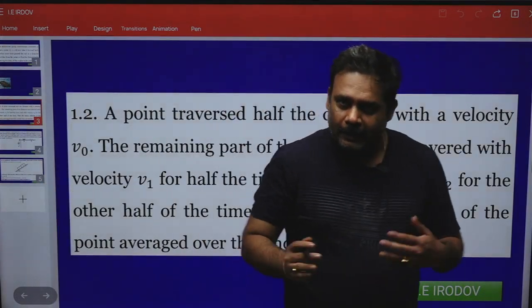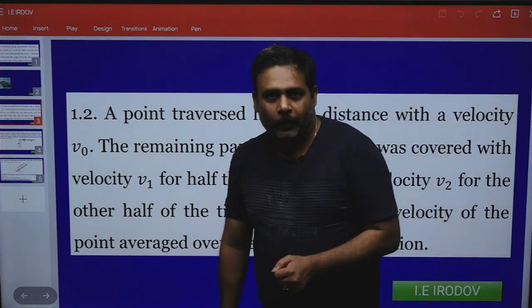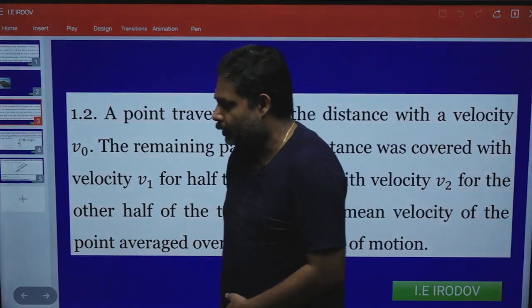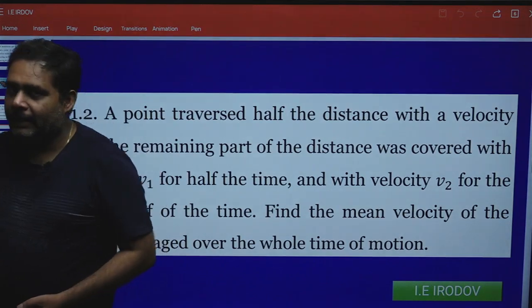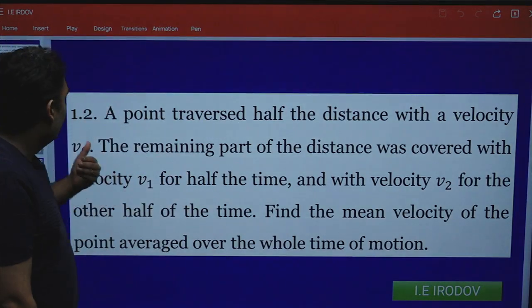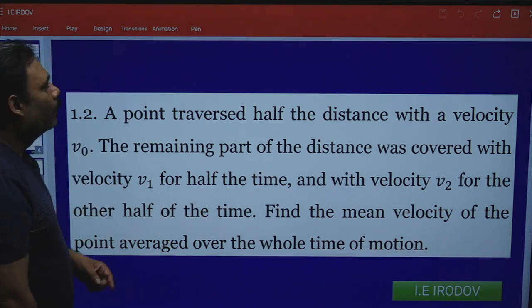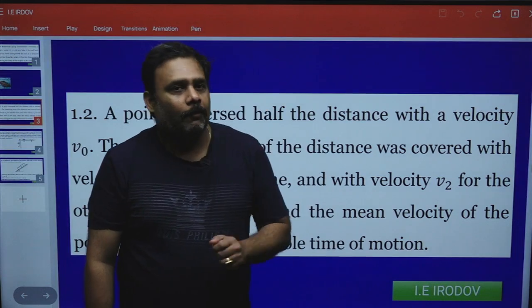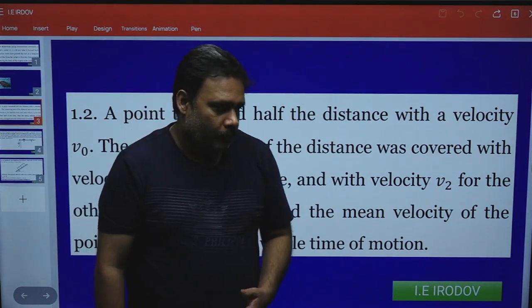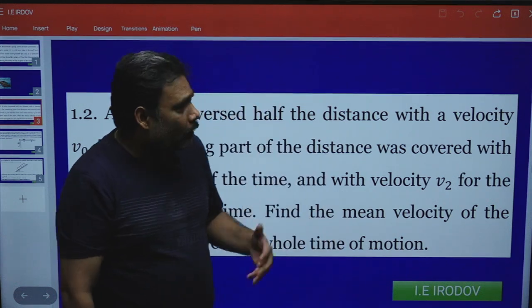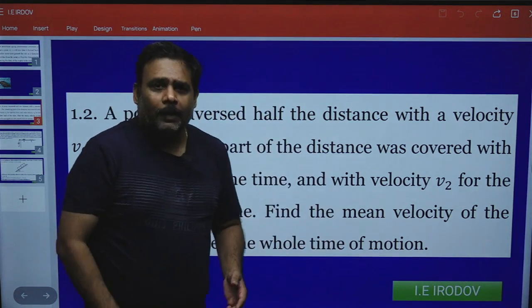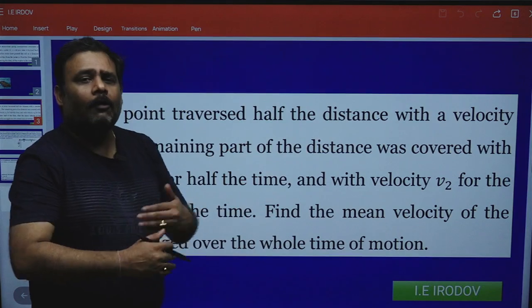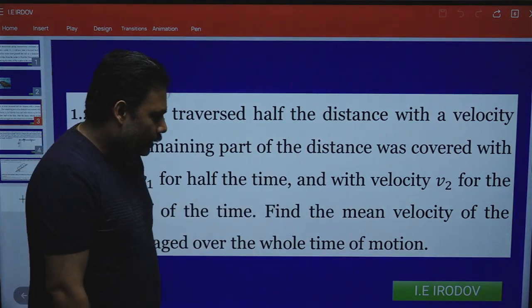So in the last video, I have solved the problem 1.1. I hope you have seen that particular problem. And now I am just going to the next problem, that is 1.2. This is again from the kinematics part of the problem in General Physics by I.E. Irodov. So students, you have to solve this problem by yourself. But if you are not able to solve it, then you can see this particular video.